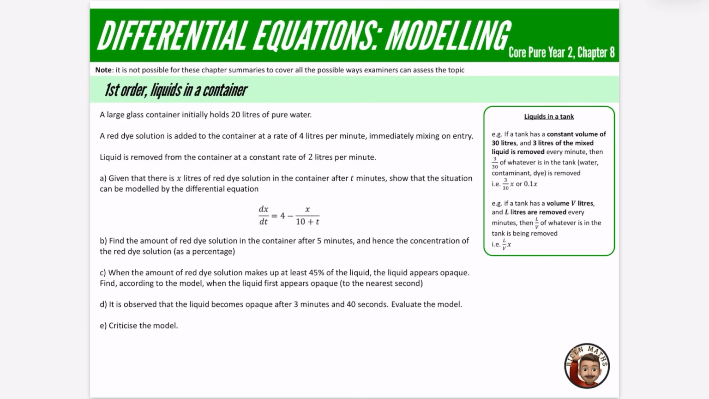Okay, we are on to the very last chapter summary for Further Maths Core Pure Year 2, which is chapter 8, Modelling with Differential Equations. And this is one that feels a lot more similar to what you might expect to see in an exam question. However, like I always say, it is not possible for these chapter summaries to cover all of the possible ways that examiners can assess the topic.